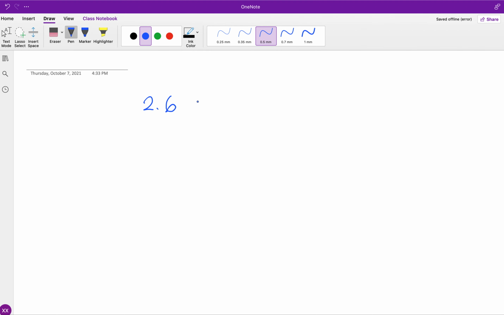2.6 is that we use the special formulas. Use these three special formulas to factor. Okay, so what are these special formulas?